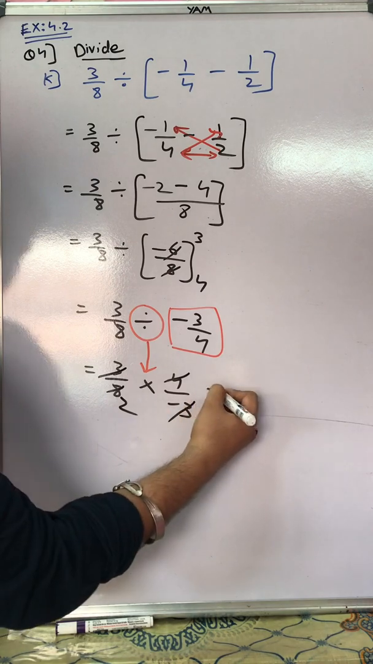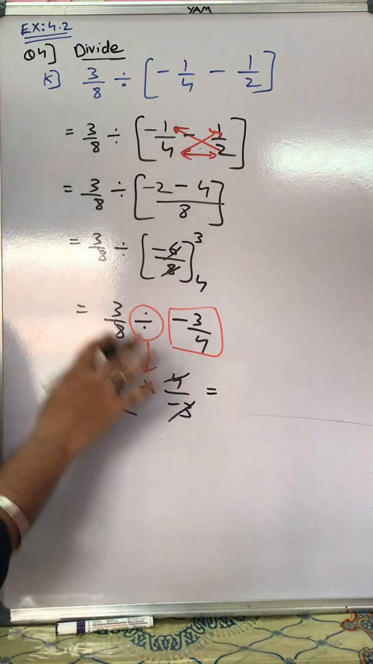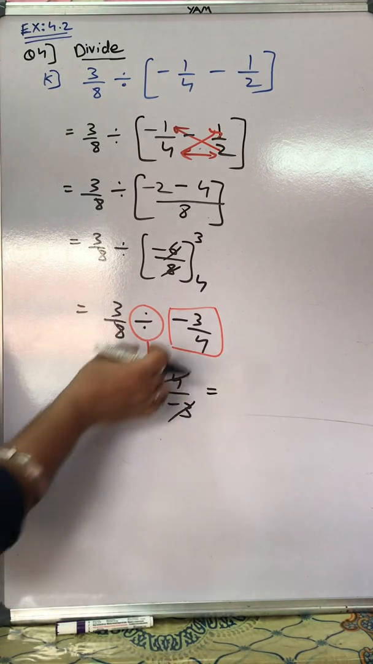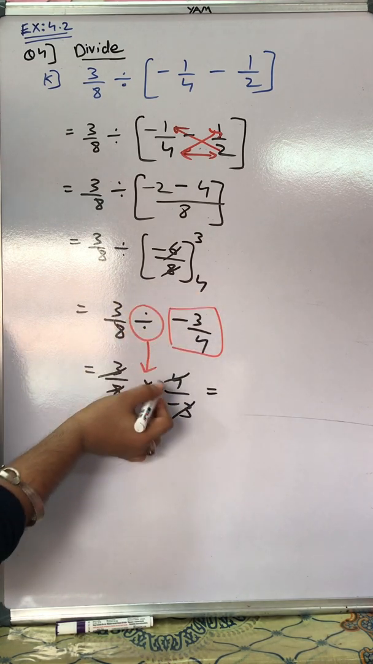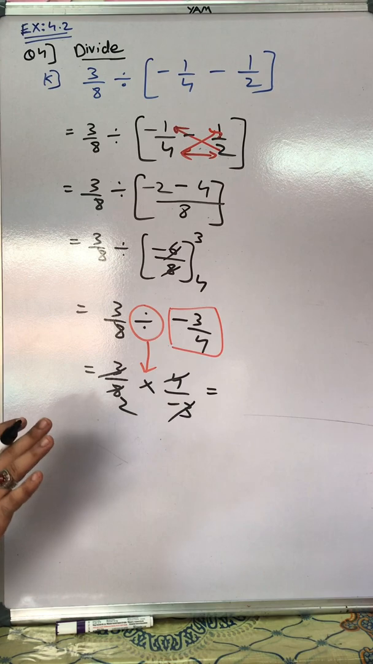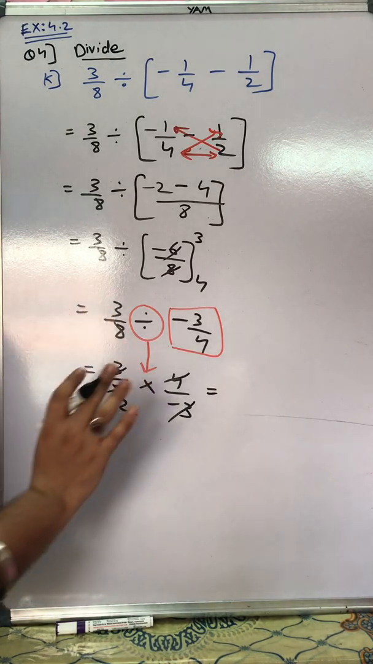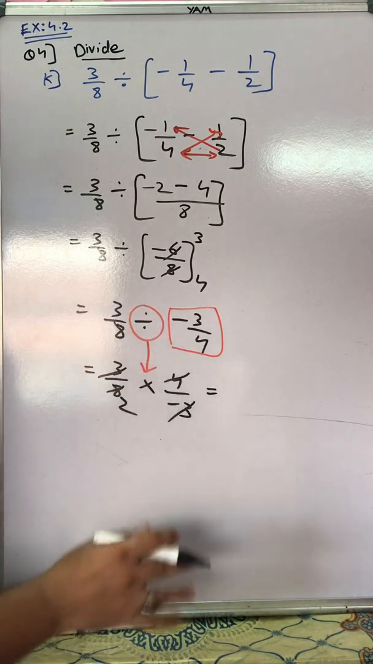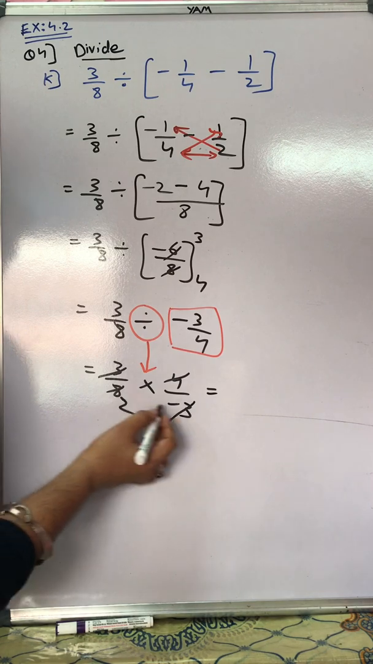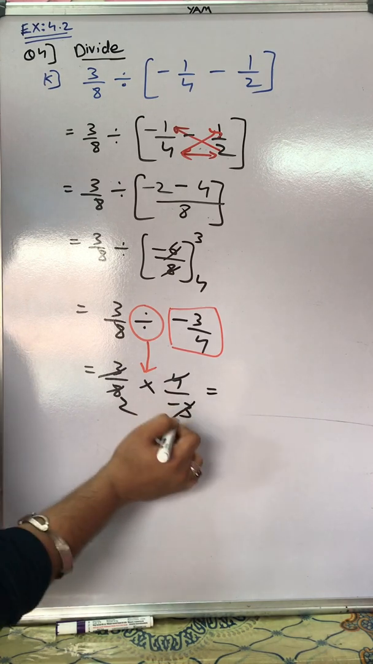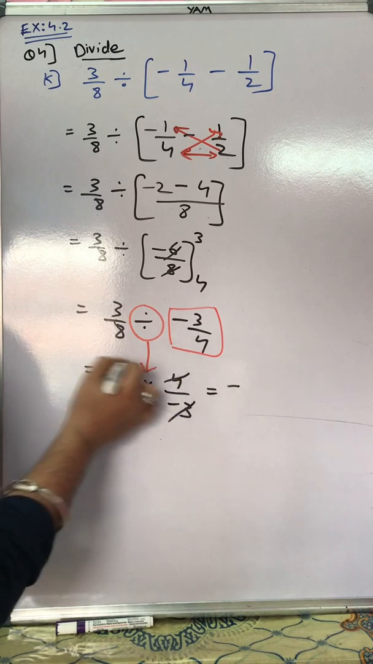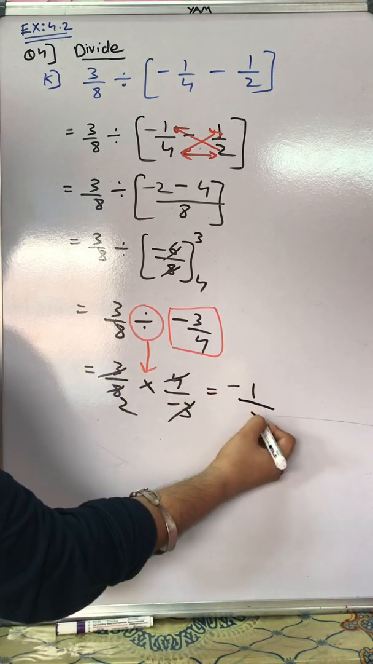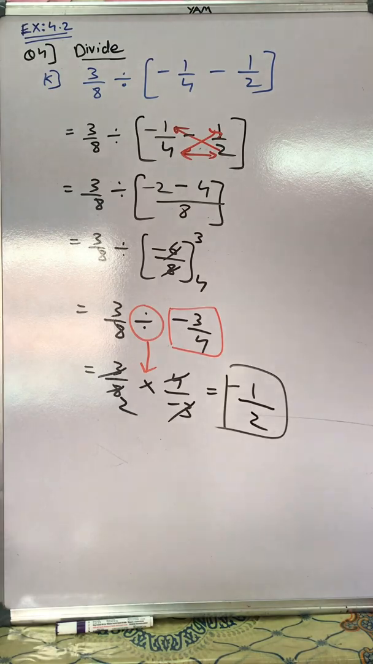4 ones are 4, 2 fours are 8. 3 gets cancelled, so I have minus here, and minus easily I can shift anywhere. Even in this reciprocating, I wrote 4 upon minus 3. If I write minus 4 upon 3, then also it's fine. But the thing is, minus should come once, either in the numerator or in the denominator. We have minus in the denominator, but I'll write minus in the numerator. In the numerator we have 1 ones are 1, upon here we have 2. So minus 1 upon 2 is our answer, students.